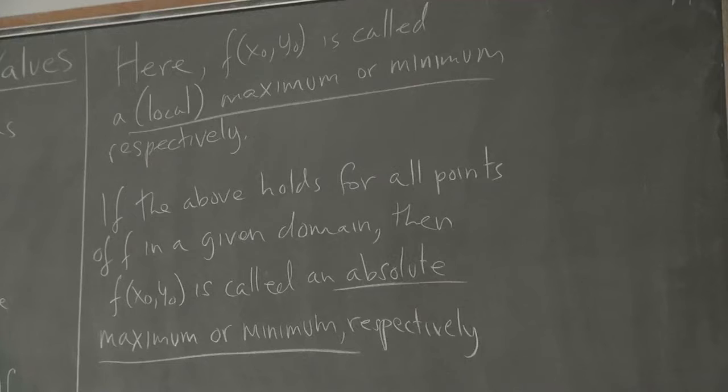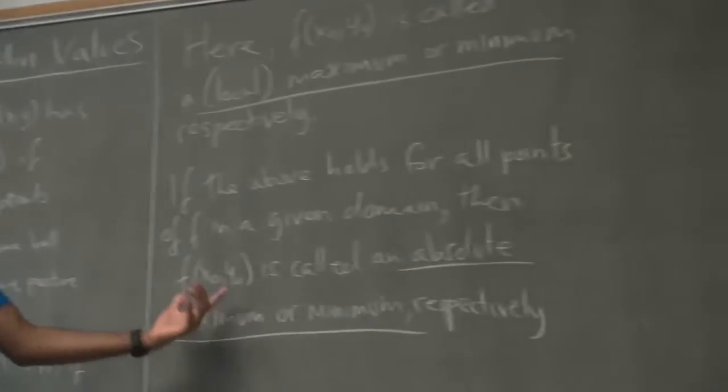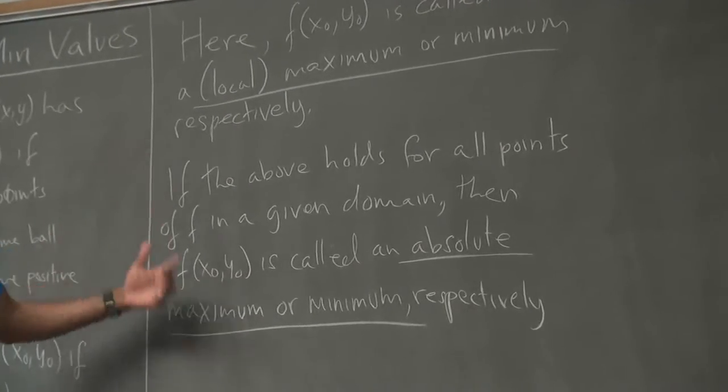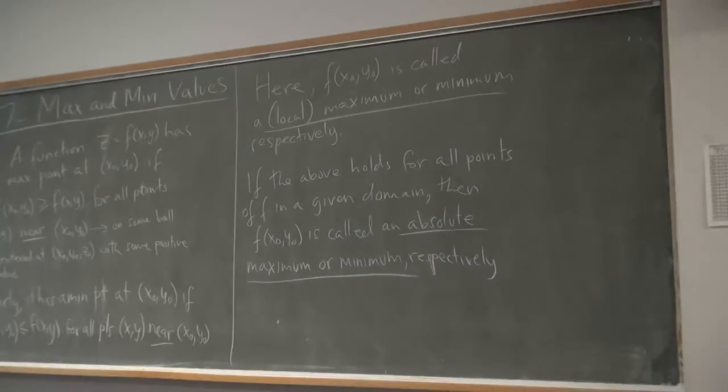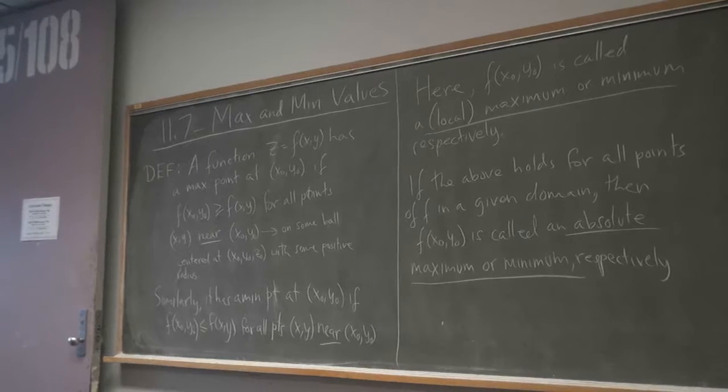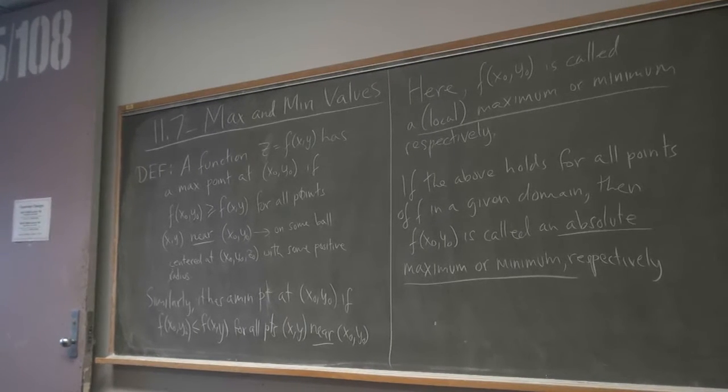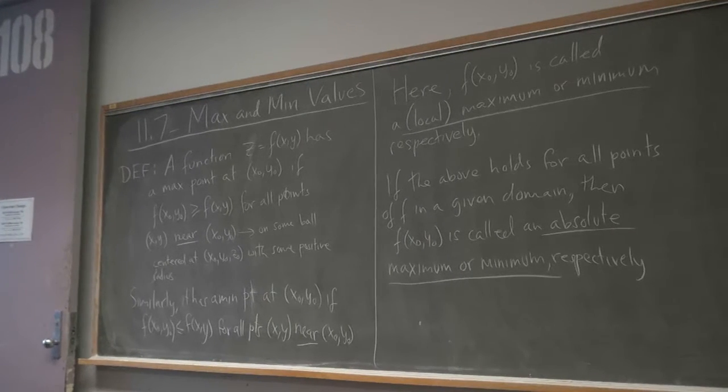So we're just defining that. Zoom in far enough, this is bigger than every point, it's a maximum. Zoom in far enough, this is smaller than every point, it's a minimum. And they're called local maximums and minimums. And if that happens for all points in some domain, then you call them absolute max or minimums. Sort of the same idea from Calc 1 and 2. It's not anything really different. You're just zooming in.